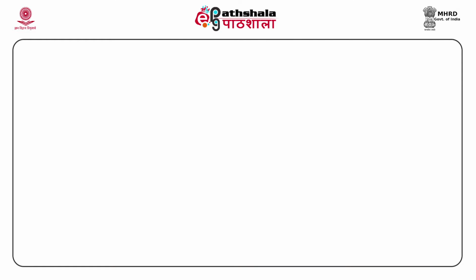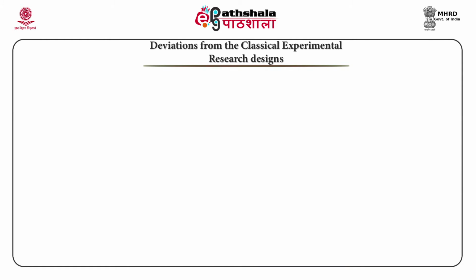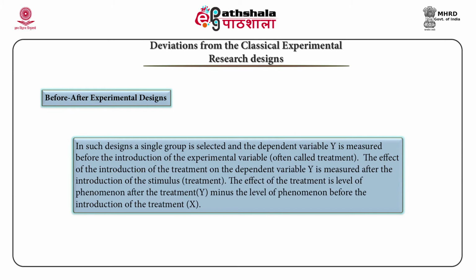Now, there are some deviations from experimental designs. The classical design, though it paved the road for experimentation in social science, has been joined by various other types that have been formulated at present. Before-after experimental designs: in such designs, a single group is selected and the dependent variable Y is measured before the introduction of the experimental variable. The effect of the treatment is the level of the phenomenon after the treatment, Y, minus the level of the phenomenon before the introduction of the treatment, X.